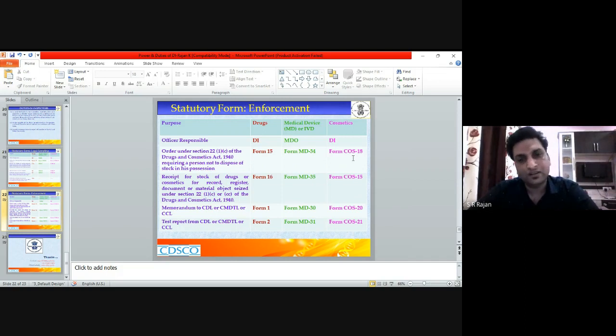Receipt: if the inspector seizes the material or drug under section 21, 22, 18C or CC of the Drugs and Cosmetics Act, then he will give Form 16. When the inspector seizes a drug, medical device or cosmetic, he will give Form 16 in case of drugs, MD35 in case of medical devices, and COS 15 in case of cosmetics.